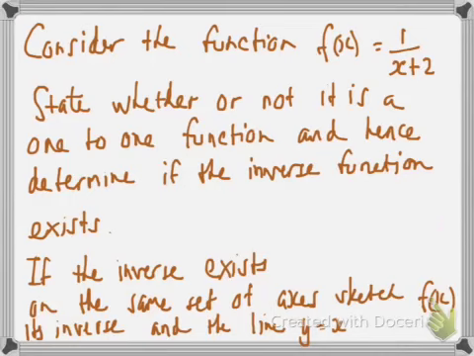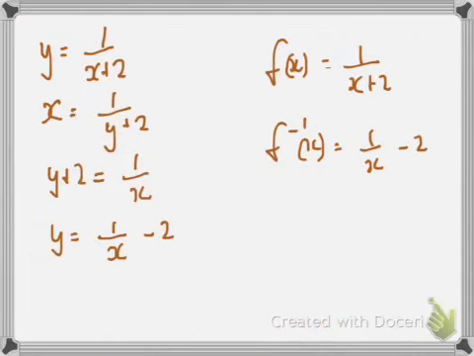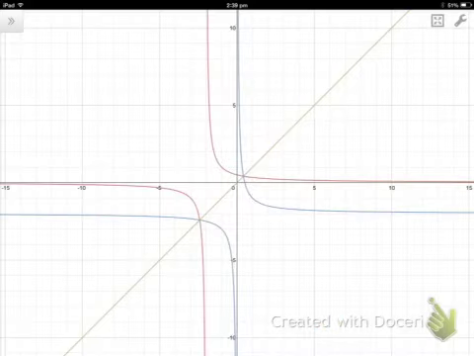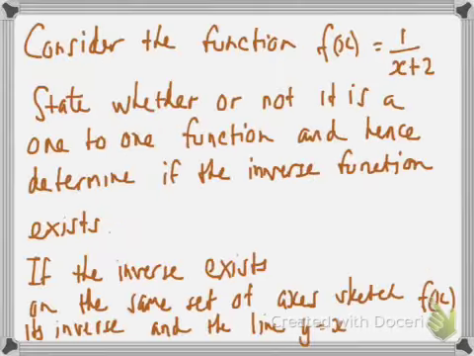Consider the function f(x) equals 1 over x plus 2. State whether or not it is a one-to-one function, and hence determine if the inverse exists. If the inverse exists, on the same set of axes, sketch f(x), its inverse, and the line y equals x. Okay, so let's just revisit what a one-to-one function is.